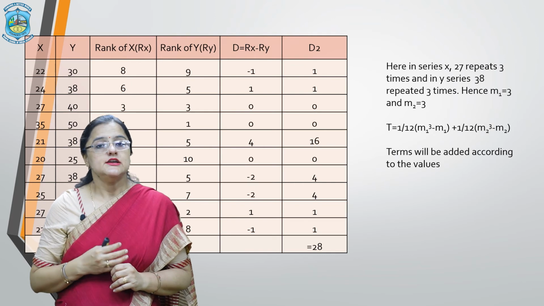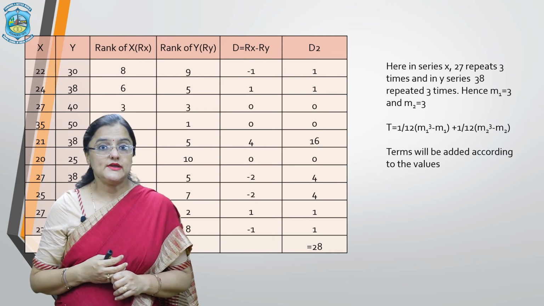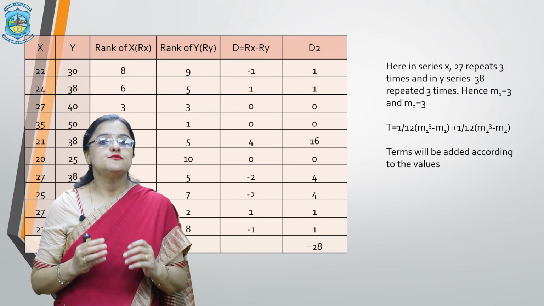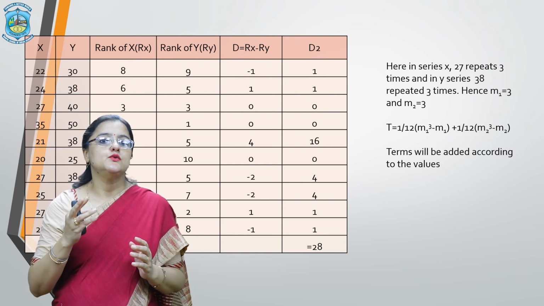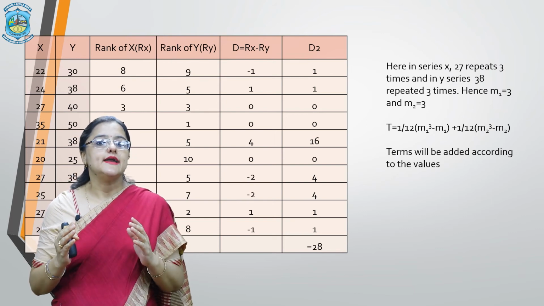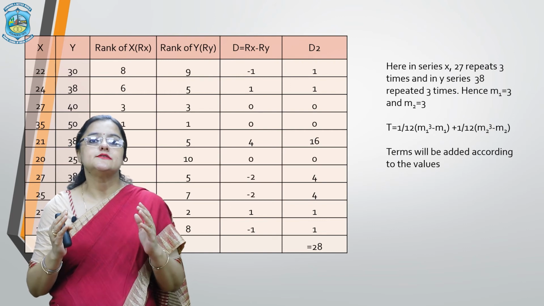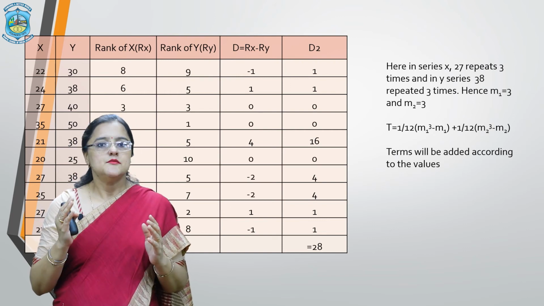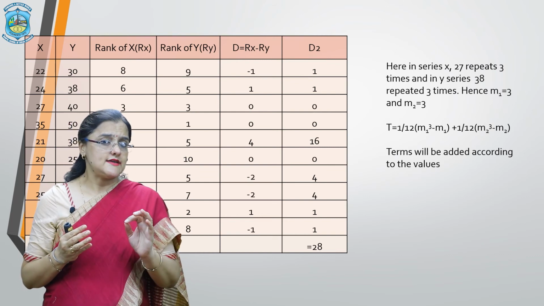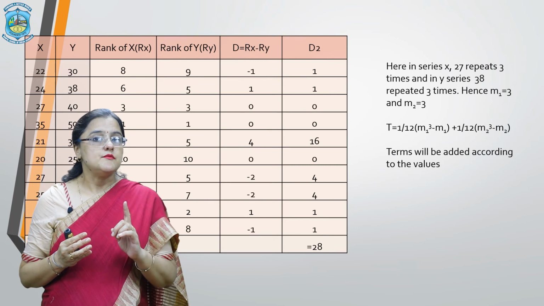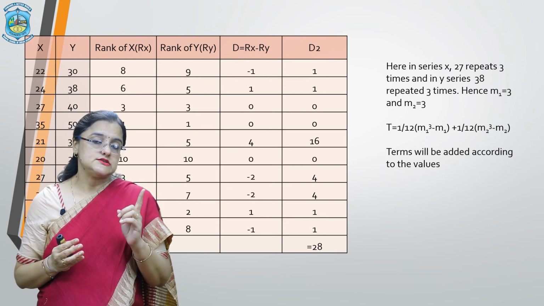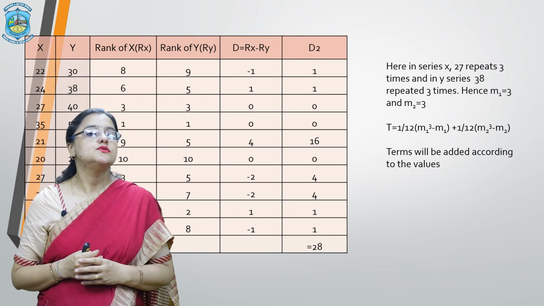Like in series x, 27 was repeating 3 times, so we will take the value of m for series x to be 3. So the repetition value for series x will be calculated as 1 by 12 bracket 3 cube minus 3. This is for repetitions in series x, plus. Now we will put the effect of repetitions in series y with the same factor, that is 1 by 12 m cube minus m. Now how many repetitions are there in series y? There is only one repetition, and that is value 38.